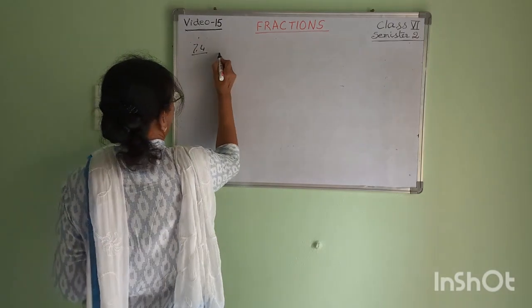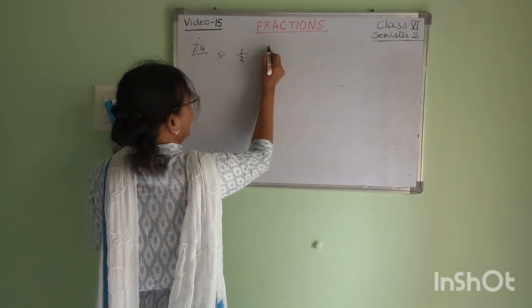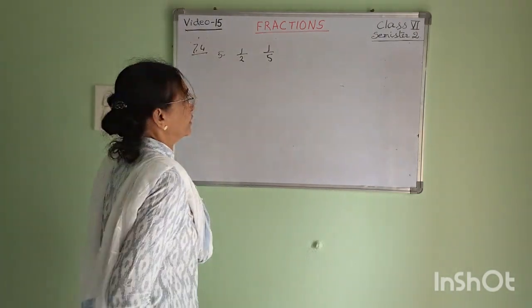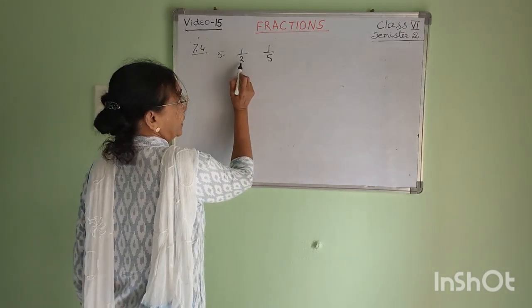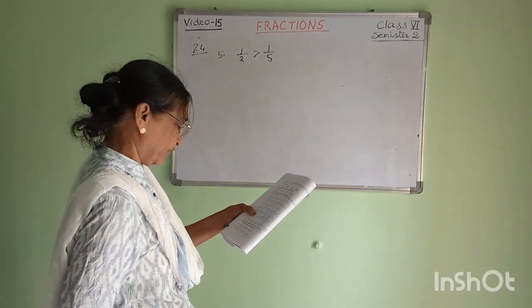Fifth problem. Quickly compare 1 by 2 and 1 by 5. Here numerators are same, denominators are different. If the denominator is less, the fraction is greater. Therefore 1 by 2 is greater than 1 by 5.